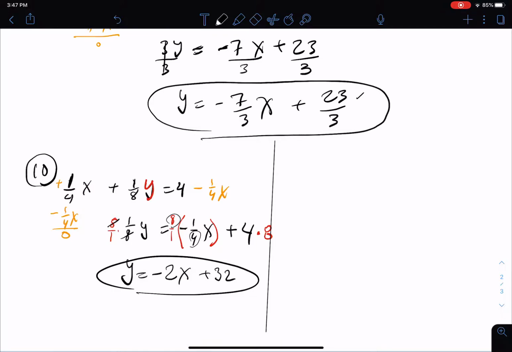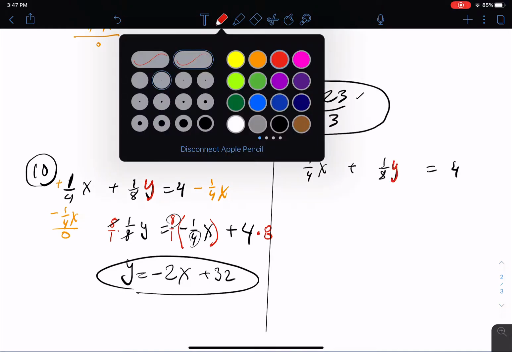So another way to do that problem is, let me write it again. So we've got 1/4 x plus 1/8 y equals 4. Isn't that the original problem? I believe so. Once again, trying to isolate the y. So I'll go ahead and highlight that for us.